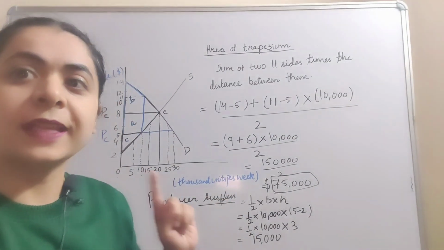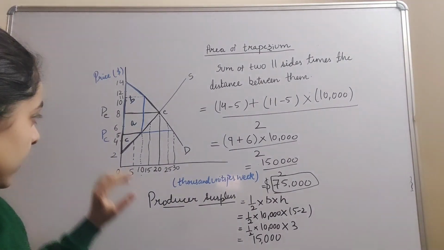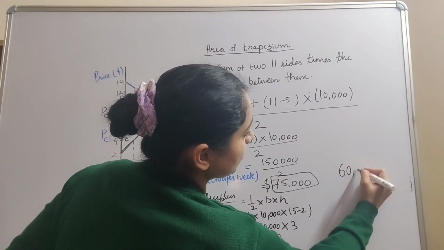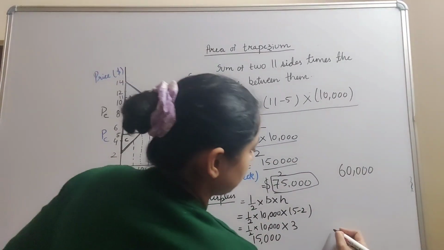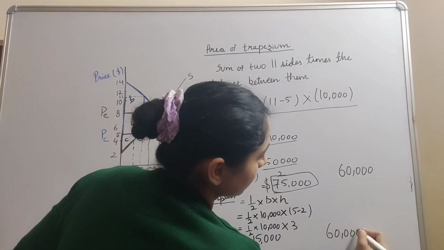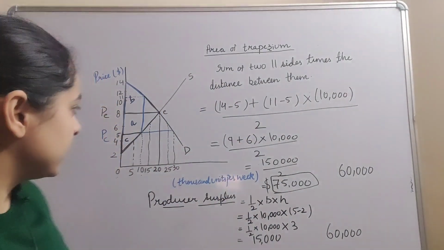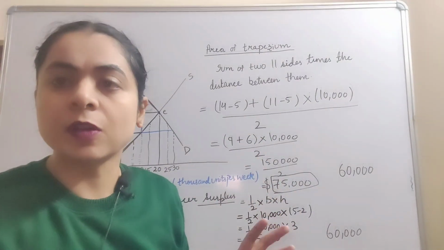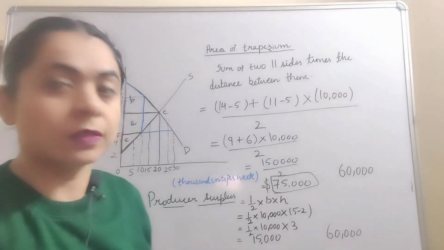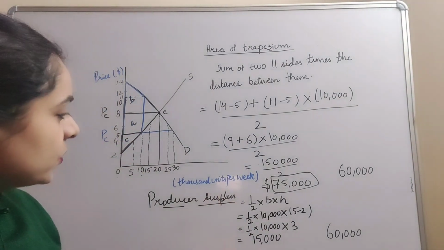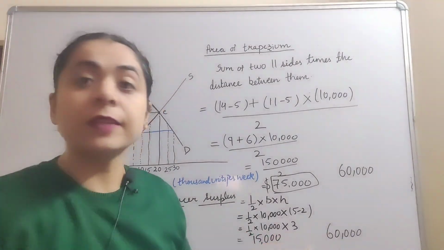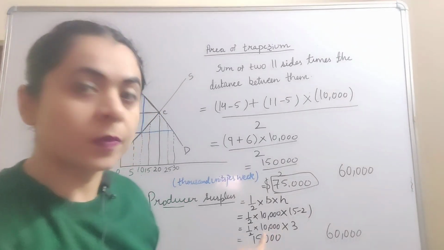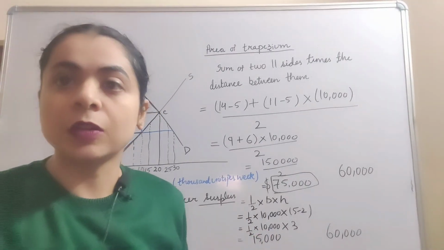So if we compare it with the initial consumer and producer surplus, we can see that the initial consumer surplus was $60,000 and initial producer surplus was also $60,000. But now after price ceiling, consumer surplus is $75,000. That means it has increased by 15,000. Whereas producer surplus has decreased by $45,000 as a result of price ceiling. Earlier it was $60,000. Now this value comes down to $15,000.